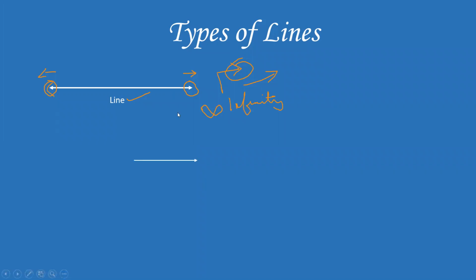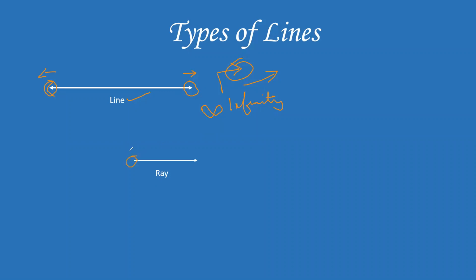If you observe, this is known as a ray. Tell me if this line is continuous in both the directions. Is it continuous on both sides? No. Only one side, because the arrow is only on one side. Yeah, absolutely.